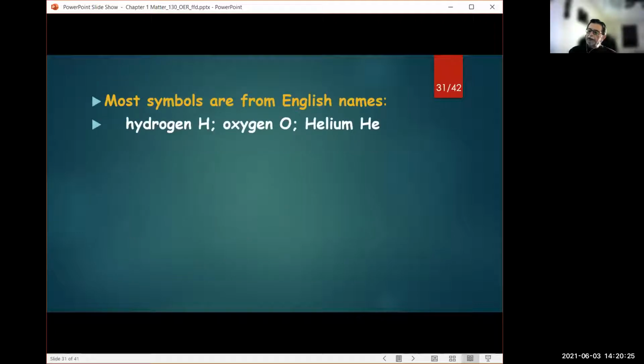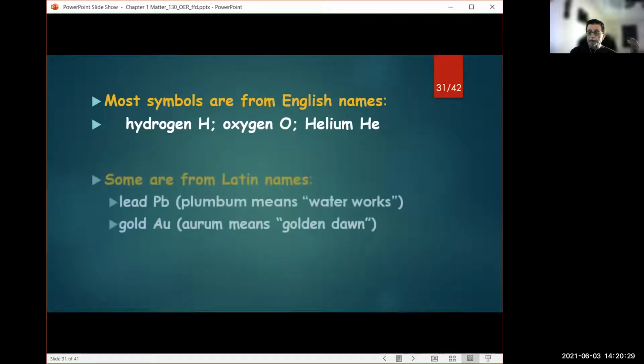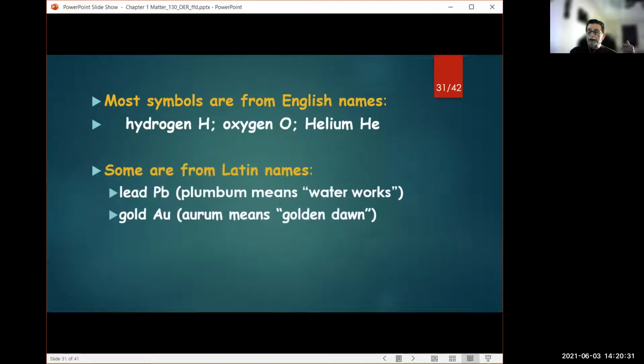All right, most of them have English names, H for hydrogen, oxygen, helium, and so on and so forth, okay? There are some that are derived from Latin names. For example, Pb, which is lead, comes from plumbum, which means waterworks. Lead was used quite a bit for sealing tubes or plumbing drains. And Au is aurum, which means golden dawn.